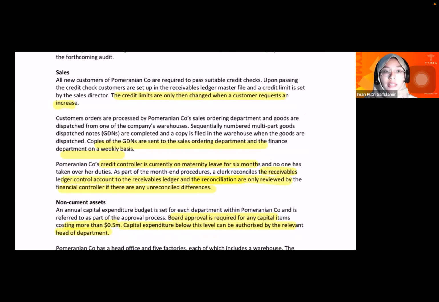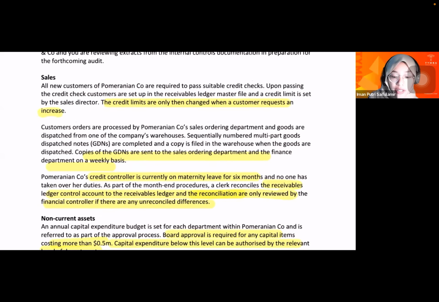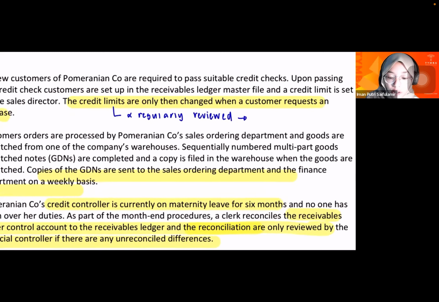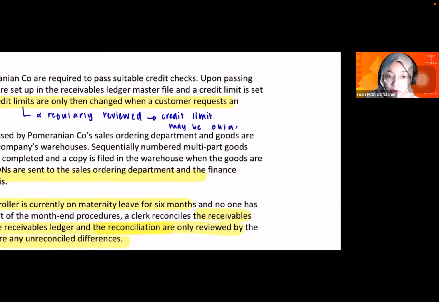So what is the risk here, guys? What is the implication of this? Basically, the implication is that if this credit limit is not regularly reviewed, then it may be that the credit limit could be out of date. Alia said the credit limit can be irrelevant and out of date. So this is the direct implication: the fact that the credit limit may be outdated. Now, what is the general implication here? There is a risk.